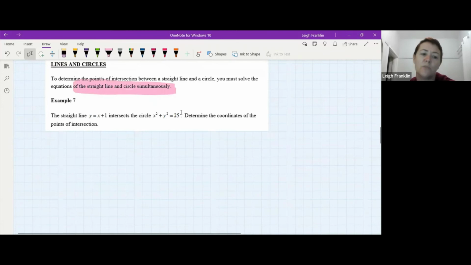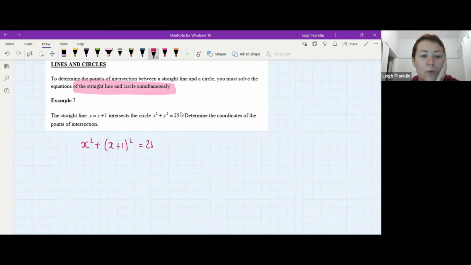All right, they've told us we've got the straight line y equals x plus 1. They've told us that it intersects the circle x squared plus y squared equals 25, and they want us to determine the coordinates at the point of intersection. So we are literally subbing the straight line into the circle. Okay, so what I'm going to do is I'm going to say x squared plus, and I'm going to remove y, and I'm going to put in y is equal to, which is x plus 1 squared, and make that equal to 25.